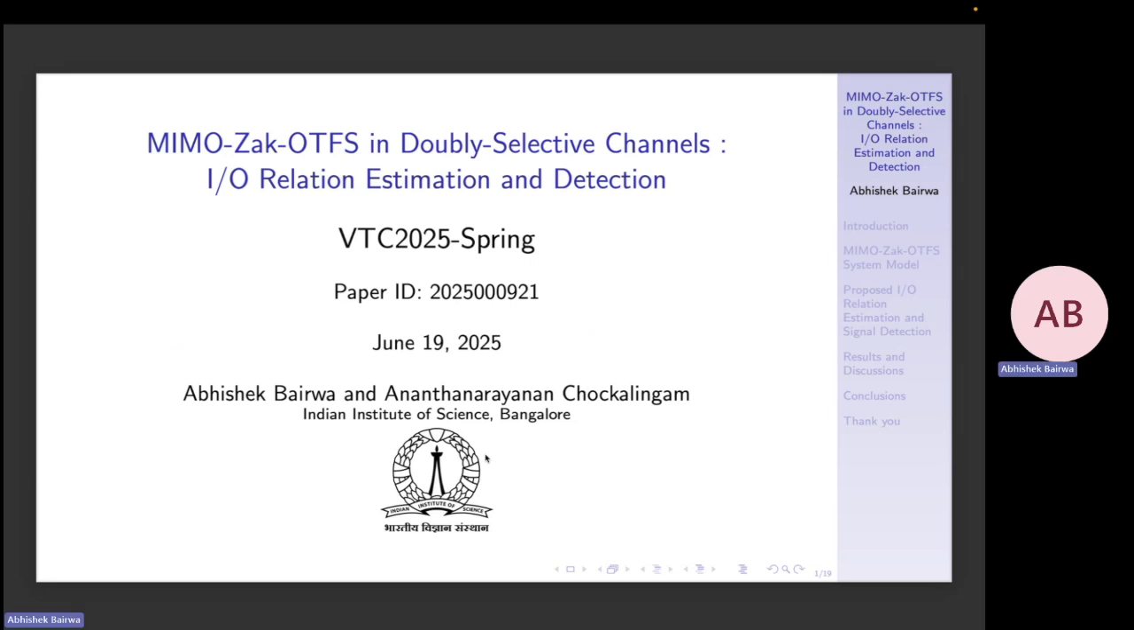Hi everyone, my name is Abhishek and I'm going to present our work, MIMO-Zak-OTFS in doubly selective channels, IO relation estimation and detection. This work was jointly done with my PhD supervisor, Professor Chockalingam at Indian Institute of Science, Bangalore.